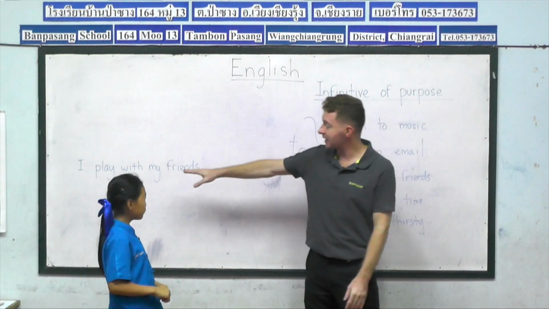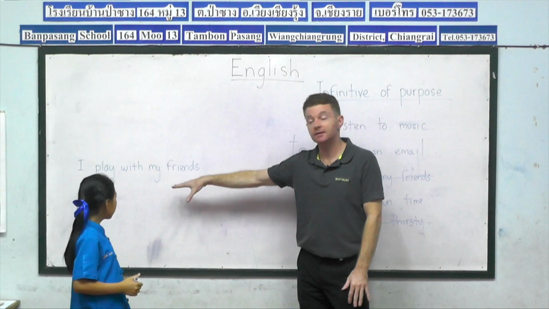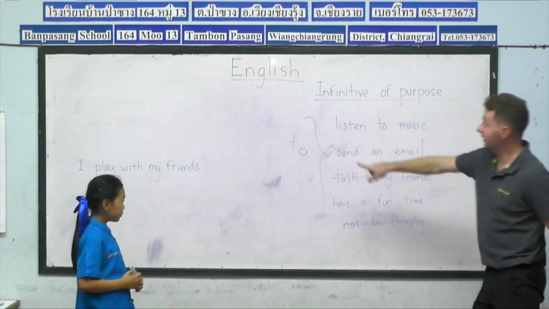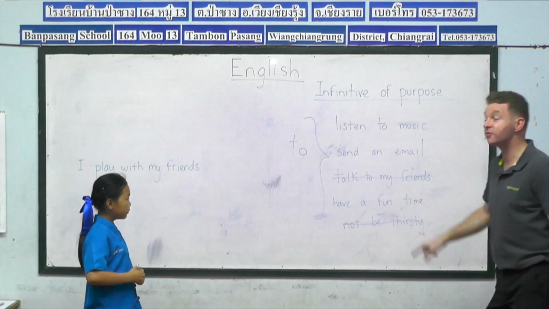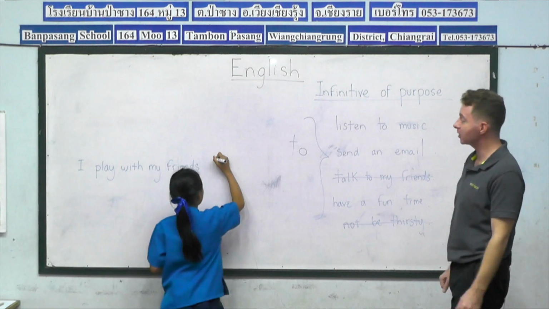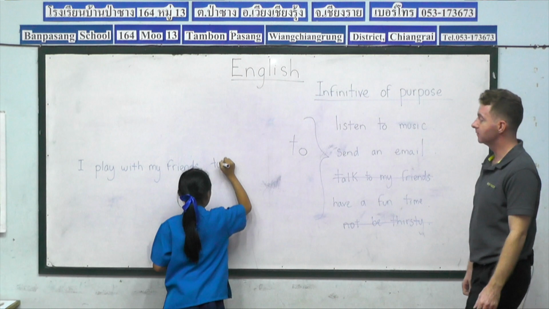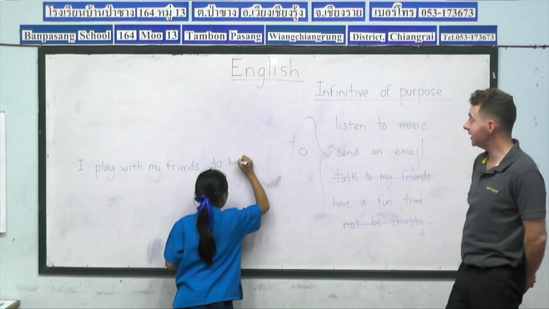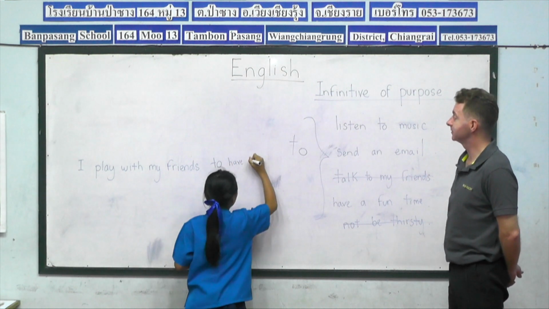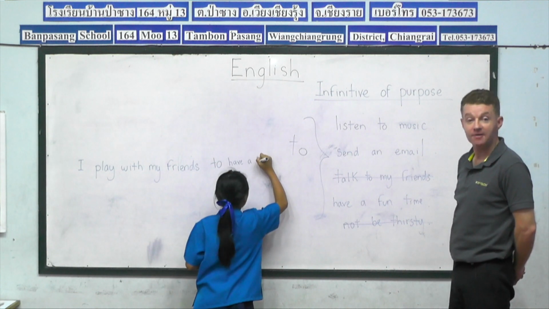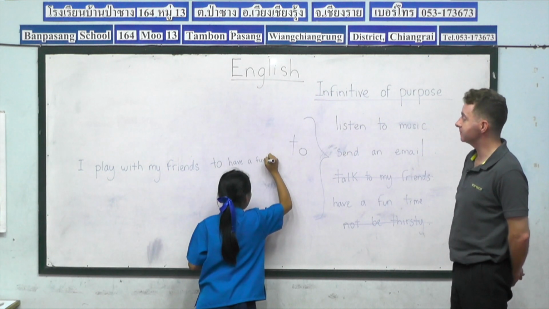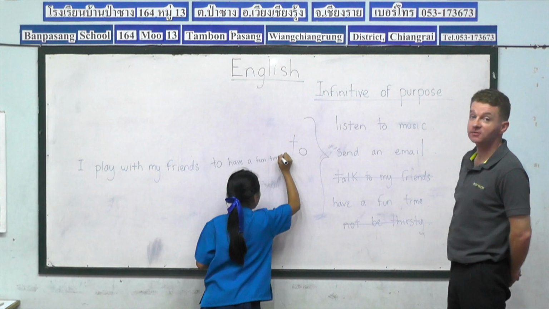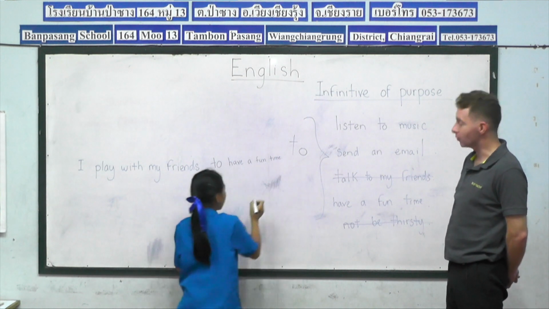Okay, so our action again, guys. I play with my friends. But why do we play with our friends? Excellent. To have a fun time. Exactly. So Nadia, can you write the correct infinitive? To have, H-A-V-E. And then fun, F-U-N, time. T-I-M-E is correct. And then what do we end our sentence with? Full stop. Full stop every time.